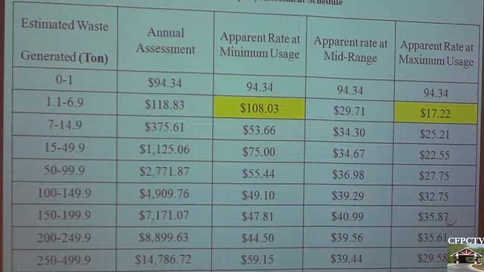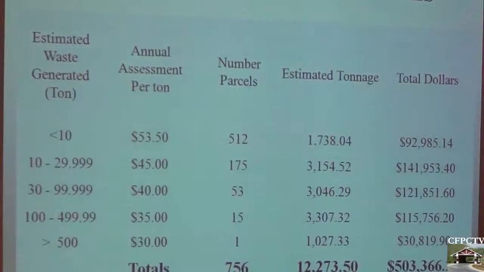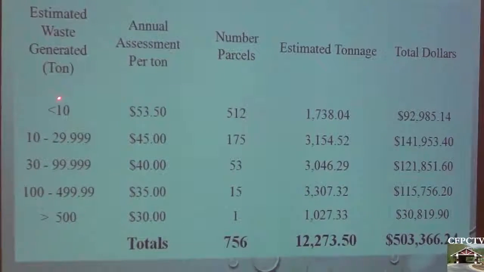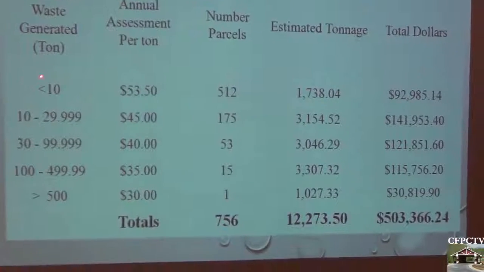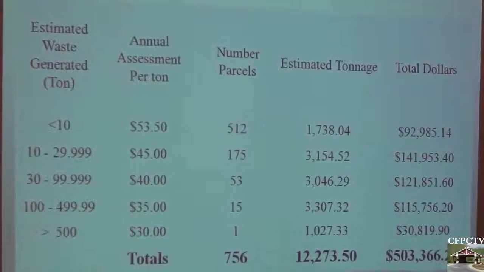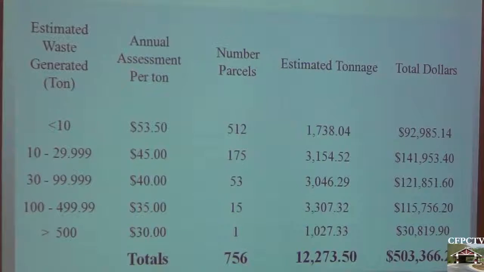So in order to even that out a little bit, we looked at reducing the number of steps so we have fewer rates, and evening out. We've looked at a declining block here for rates based on as the tonnage increases, the rate goes down. But you will notice that the minimum of $30 is still substantially over that 17.